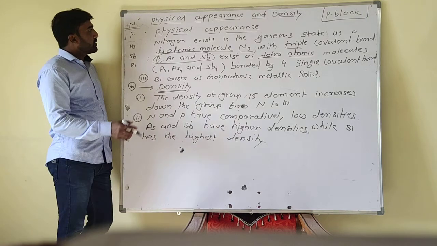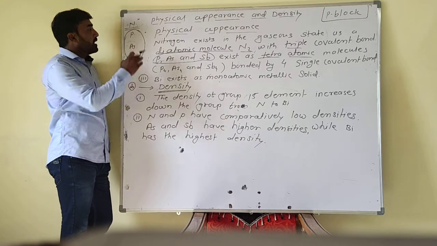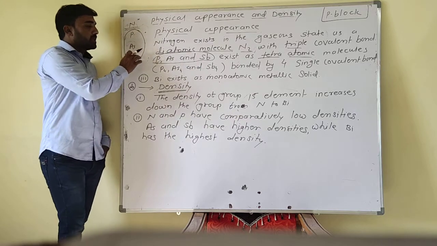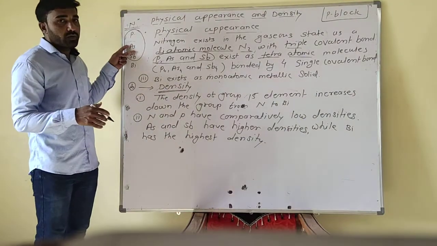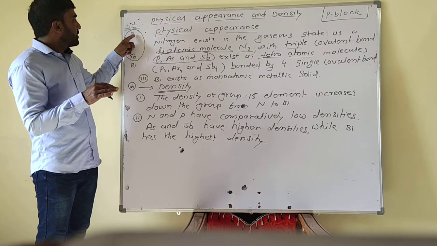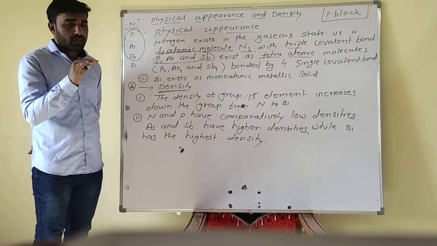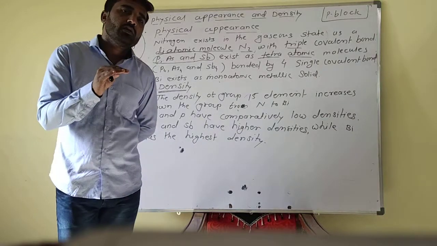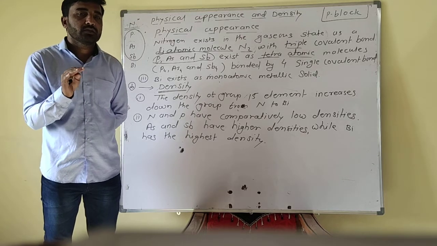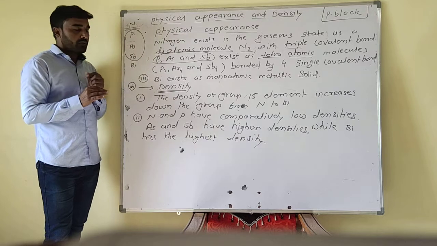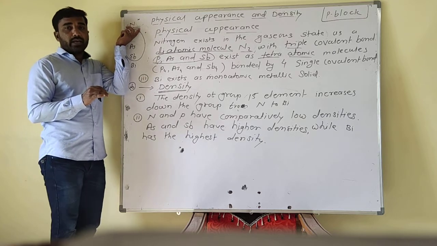Nitrogen exists as a diatomic molecule, but phosphorus, arsenic and antimony exist as tetraatomic molecules. Why is there this difference between nitrogen and the other three? Because going down the group, the atomic number increases, and the properties also change, including the tendency to form multiple bonds versus single bonds. Nitrogen forms multiple bonds due to its small size, high electronegativity and absence of d orbital.